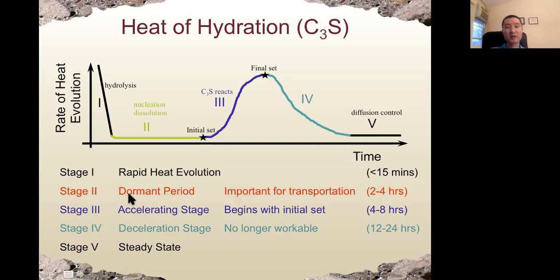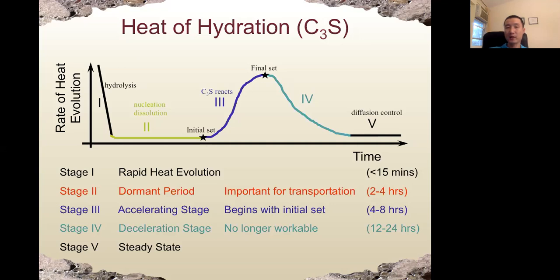The second stage is called the dormant period. During this stage, not much happens. That time is important for transferring the concrete from the concrete plant to the job site, around 2 to 4 hours. At the end of this second stage, we have the initial set time, so the concrete can no longer be handled.